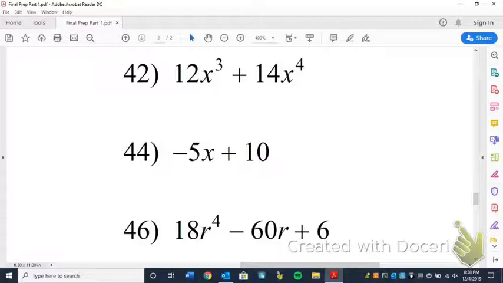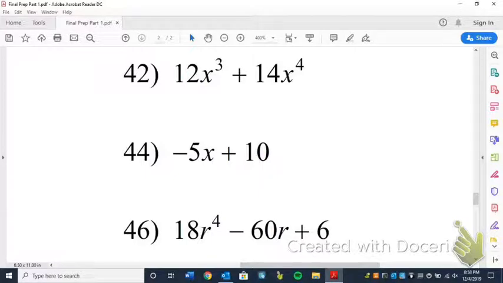So 42, 44, and 46. This should probably take you up about to the end of the class, but take about 5-6 minutes and try all 3 of these.